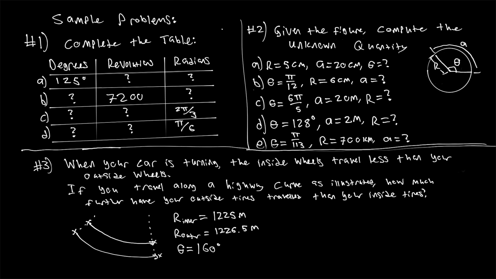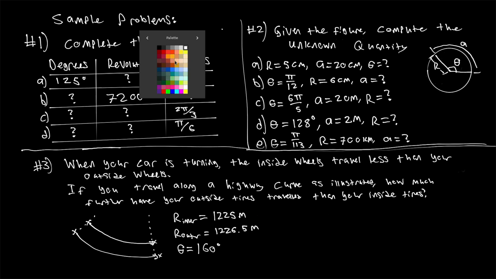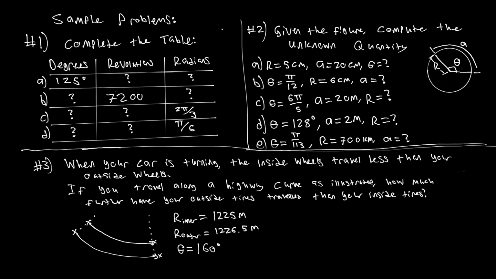These are the sample problems that you may solve. The answers are in the description of the video. So first, complete this table. So we have a bunch of unknowns in this table. Just basically go through and do the units conversion from degrees or revolutions or radians to the other two. That shouldn't be too difficult.